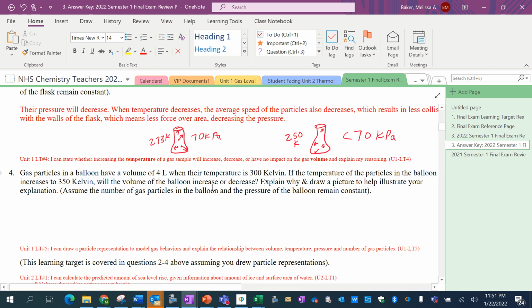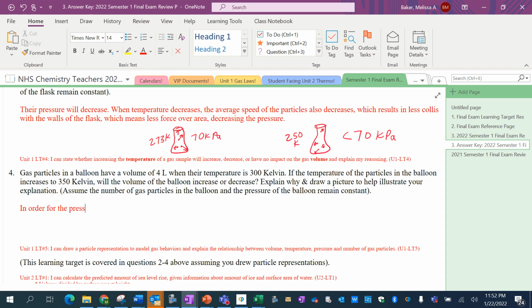Gas particles in a balloon have a volume of 4 liters when their temperature is 300 Kelvin. If the temperature of the particles in the balloon increases to 350, will the volume of the balloon increase or decrease? Assume the number of gas particles in the balloon and the pressure remain constant.